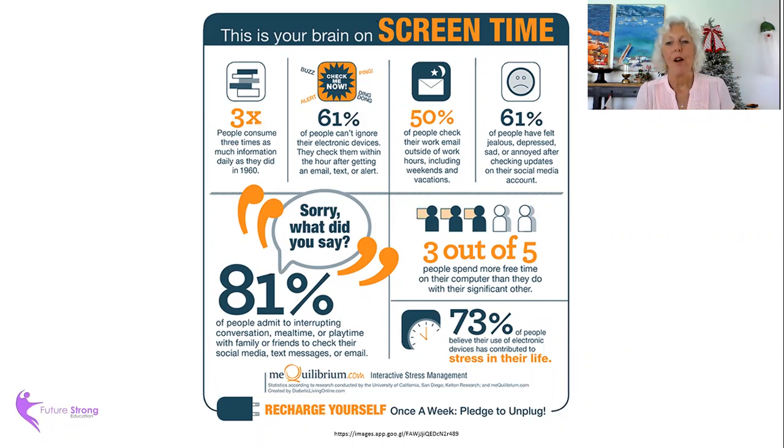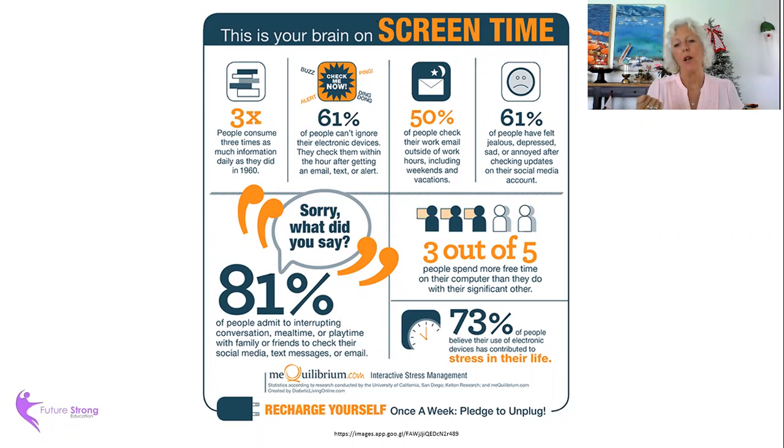So there's 3 out of 5 people who spend more free time on their computer than they do with their significant others. So that's a bit of a shame, isn't it, that we choose to spend time with a screen rather than the person that we love. And that can be the case with our children too, that as adults, we can be so preoccupied with the texts that we're sending or the emails, because with the advancement of our phones, we can get our emails. Our whole life is on our phone, which means we don't turn off. We leave work and we still check our emails at night when we should be focusing on our children.